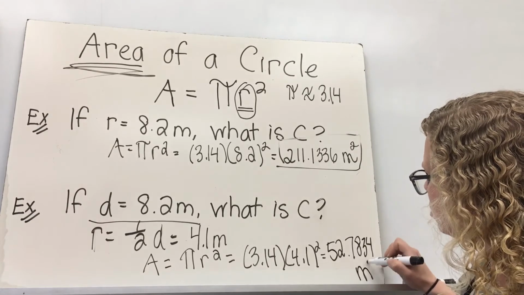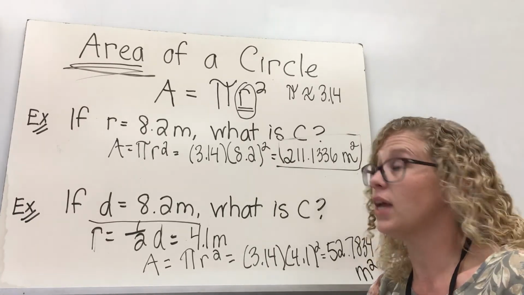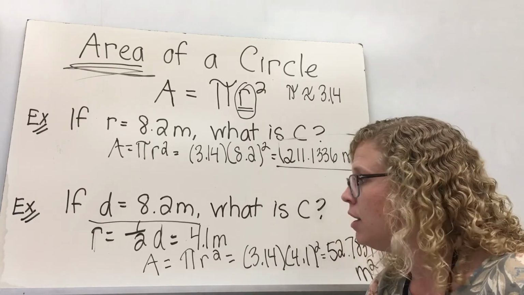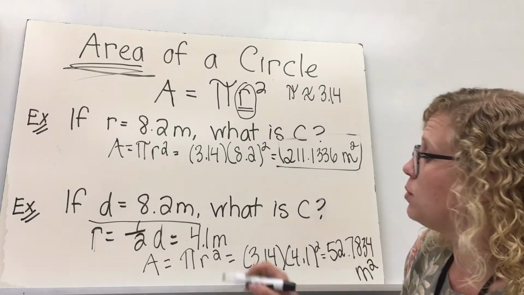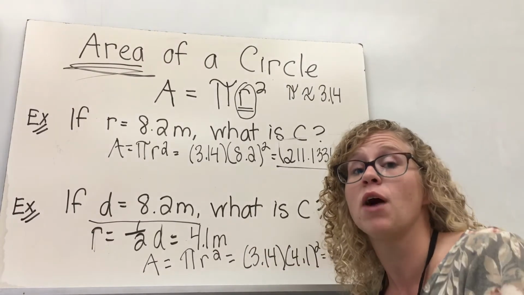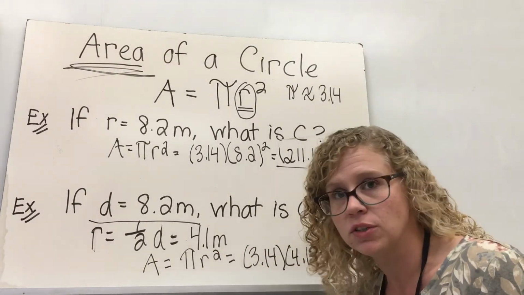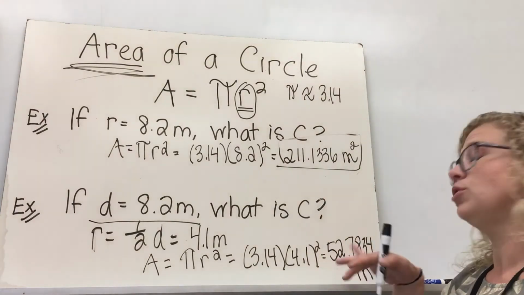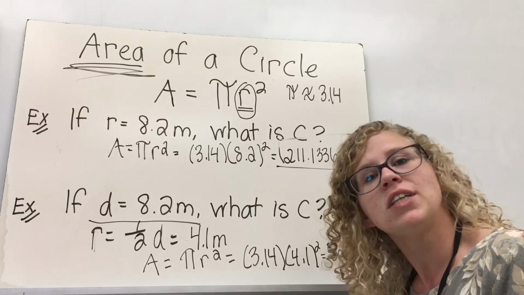7,834 meters squared. Again, area is always going to have a square unit when you finally get your answer. And that is because we're multiplying, we're squaring our radius, so we're squaring meters. So now we're multiplying meters by meters. And instead of writing this as 52 and 7,834 meters, we just say it's meters squared.